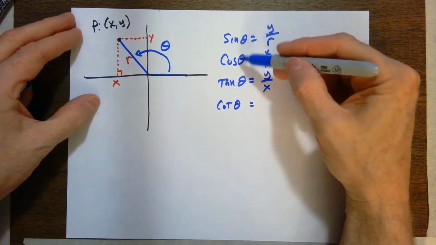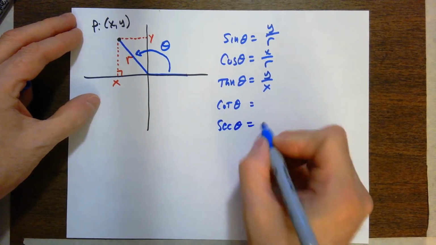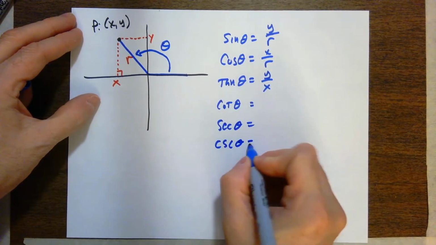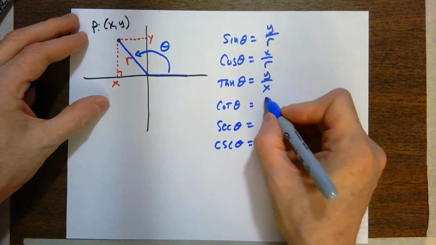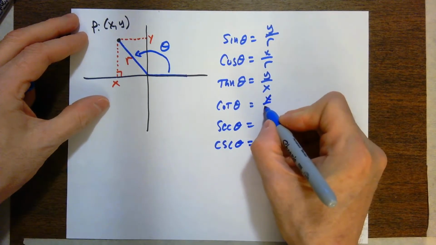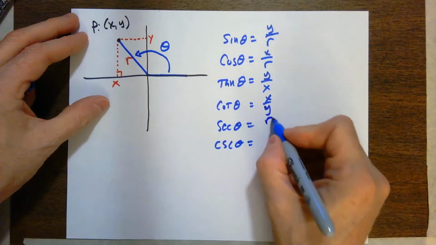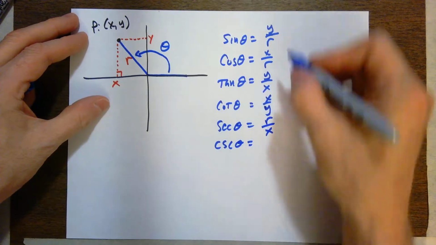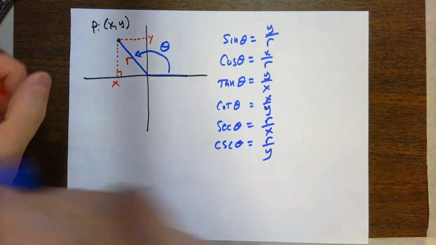If you know sine, cosine, and tangent, you know cotangent, secant, and cosecant. Those are the reciprocals. Cotangent is 1 over tangent, so it would be x over the y value. Secant is 1 over cosine, so it would be r over x. And cosecant is 1 over sine, which would be r over y.